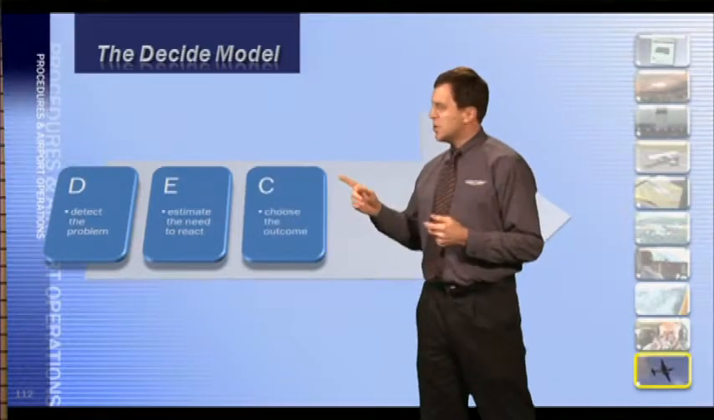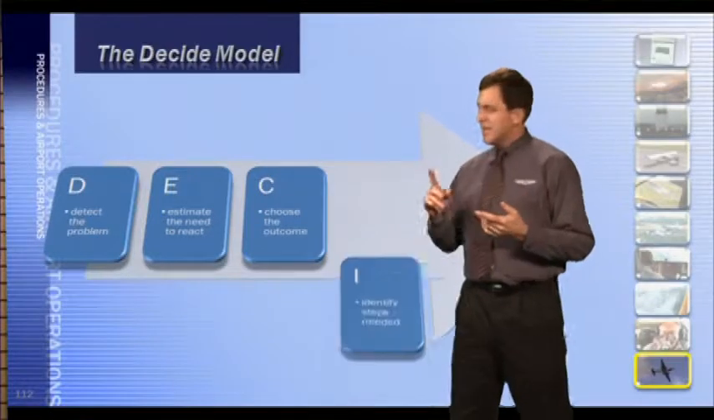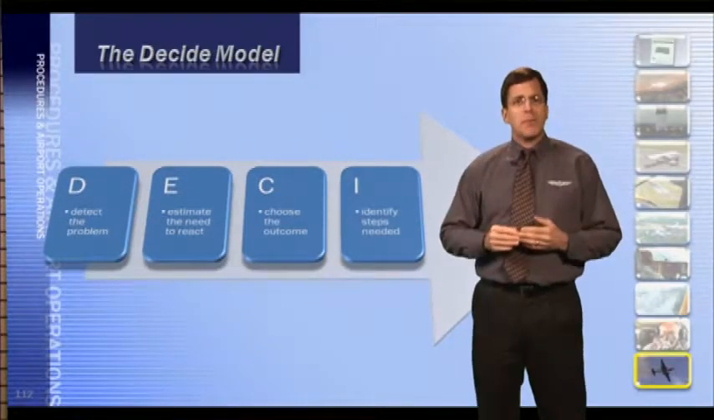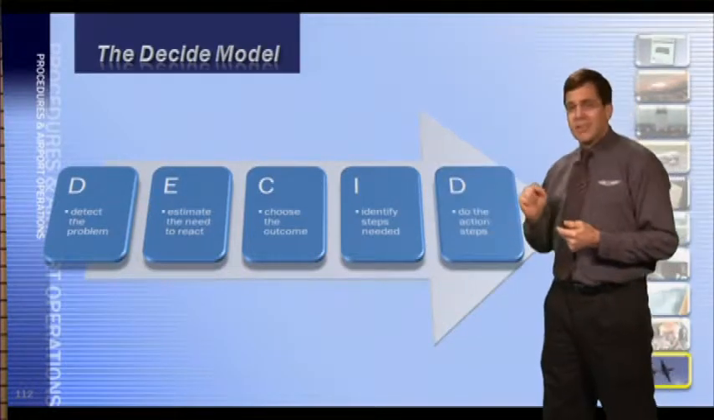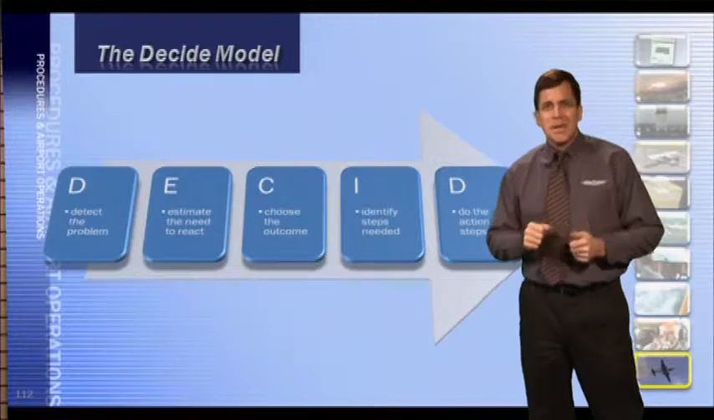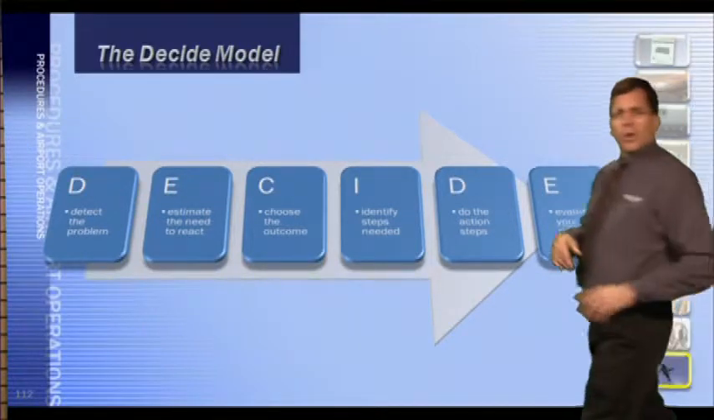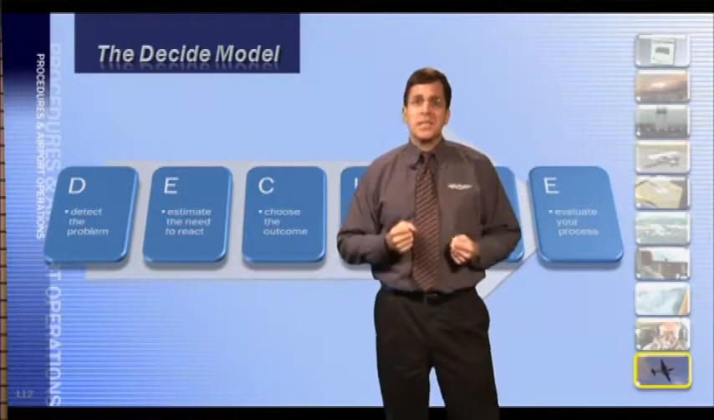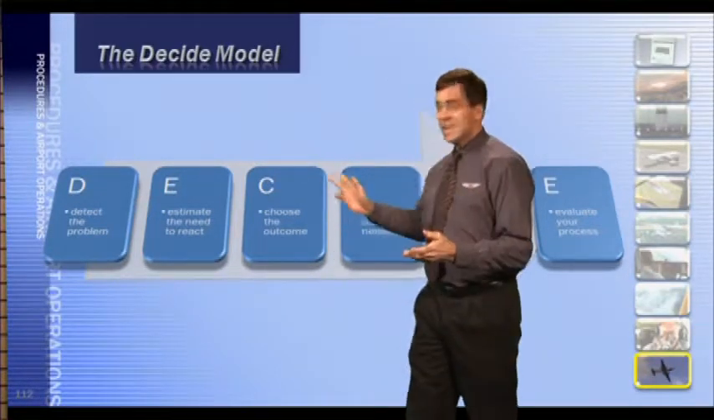Now you're ready to choose the desired result. And with a resolution in mind, you identify the steps that are necessary to bring about the outcome that you've just decided on, and you do the necessary actions. The final step is evaluating whether your action resolved the issue. If not, rewind your mind and start the DECIDE process again. Following the DECIDE model is an effective way to organize your thoughts in dealing with situations in the cockpit, but it does take practice. So learn these steps and apply the DECIDE model.